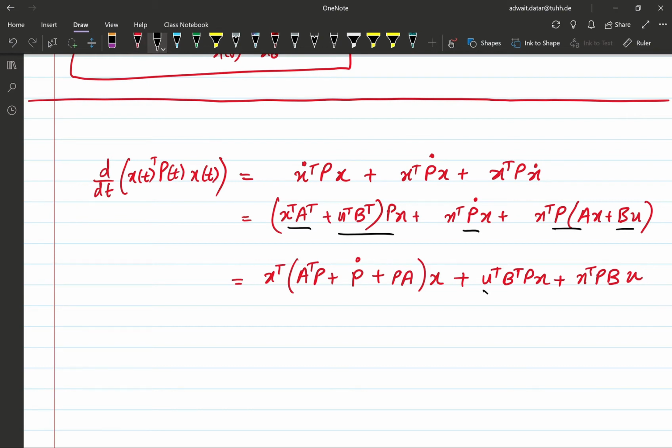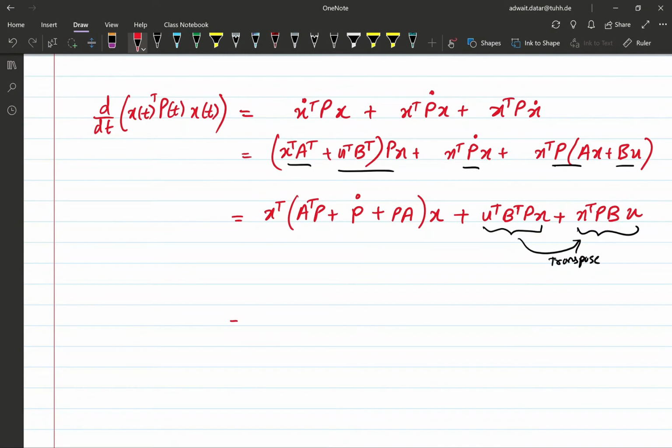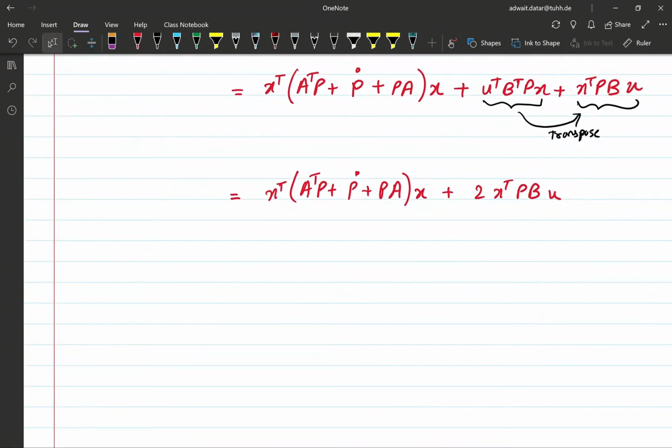Now again, because this is a scalar, the transposed of a scalar is the scalar itself, and the transposed of this is the other term. So this is equal to x transpose (A transpose P plus P dot plus PA) x plus 2 x transposed PBu. Remember, here on the left hand side we have d by dt of x transposed Px.